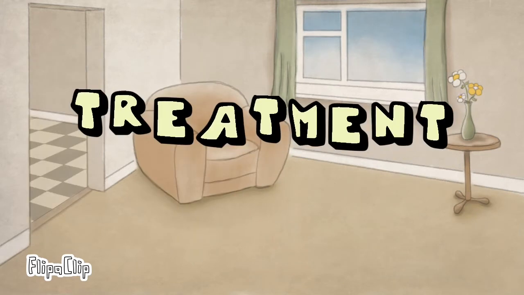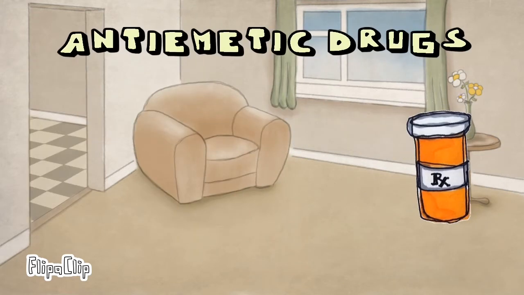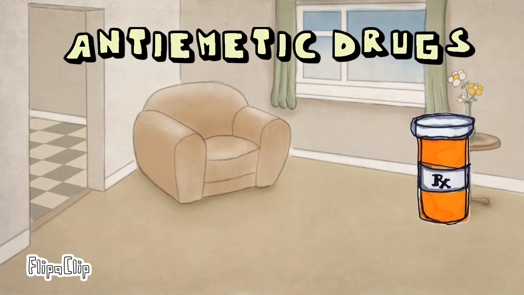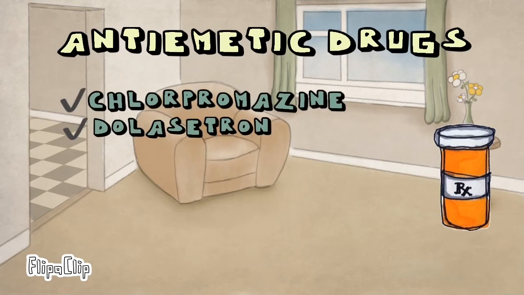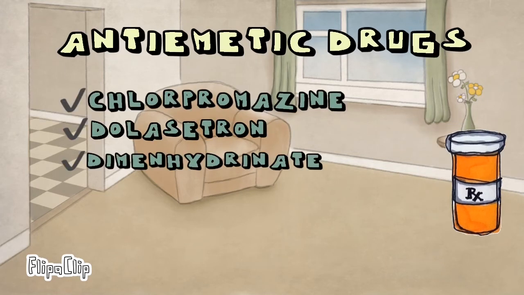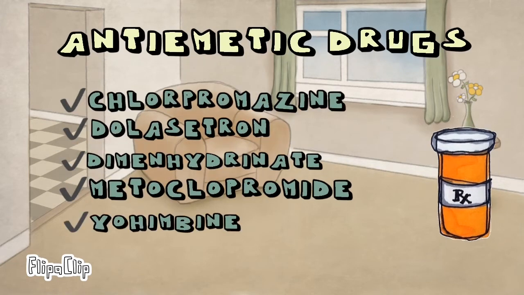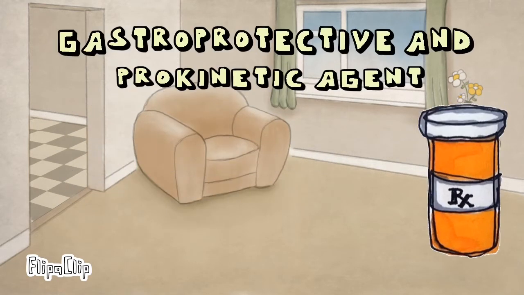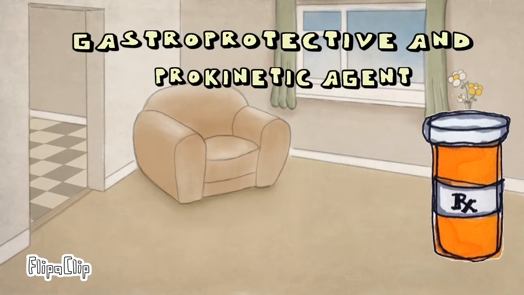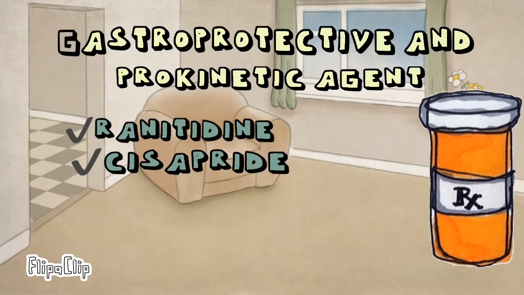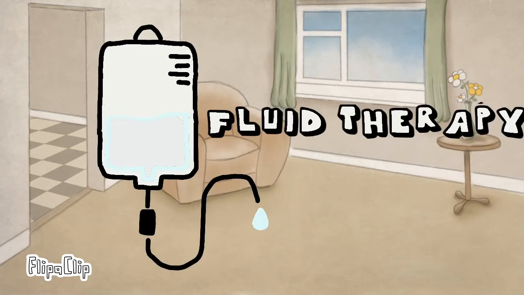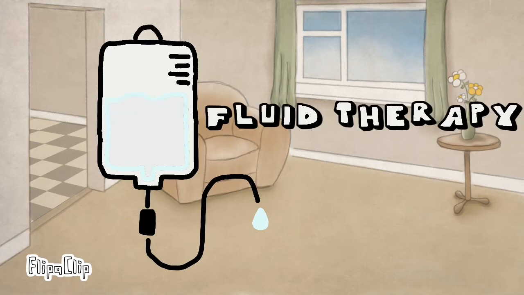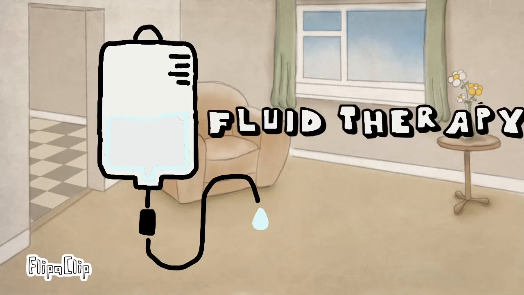For the treatment of vomiting, antiemetic drugs are given intramuscularly, subcutaneously, or intravenously. Examples of these drugs are chlorpromazine, dolasetron, dimenhydrinate, metoclopramide, and euhimbine. Other drugs which are gastroprotective and prokinetic agents like ranitidine, cisapride, and omeprazole. Fluid therapy is important in the treatment. It is used to keep the animal hydrated, treat electrolyte imbalances and acid-base disorders.